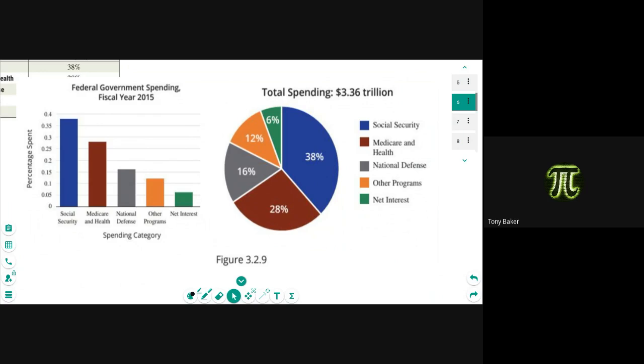Multiply. So you're going to multiply the total amount by 0.38. So multiply 3.36 trillion by 0.38. You could also multiply by 38 divided by 100. That'll give you the exact same answer too. Or hit 38 and then hit the percent key on your calculator. That'll also do it for you. But 3.36 times 0.38 will give you the percentage of that budget. So how much was Social Security in 2015?